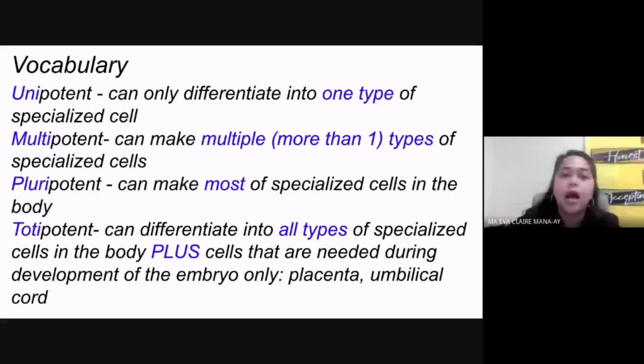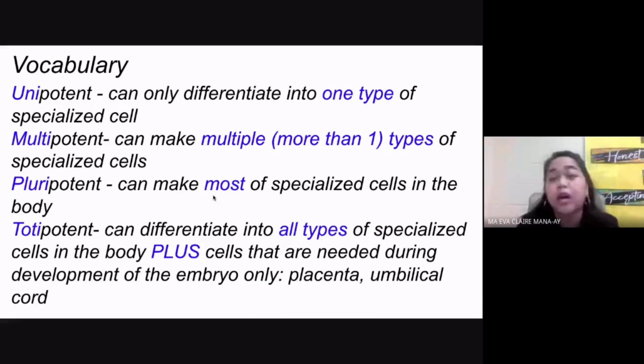If you say multipotent, it can make multiple, that means more than one type of specialized cells. So if you have a stem cell that is multipotent, you can make it maybe into a skin cell or maybe also into a nerve cell, but there still is a limit. It cannot become any type of cell that we have. Now, when you say pluripotent, this can make most of the specialized cells in the body. So you can virtually make it into any types of cells that you can think of.